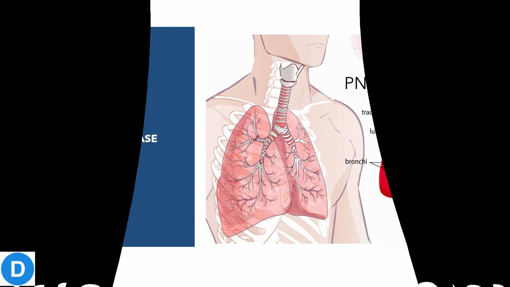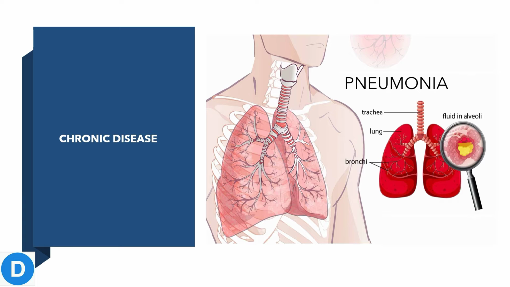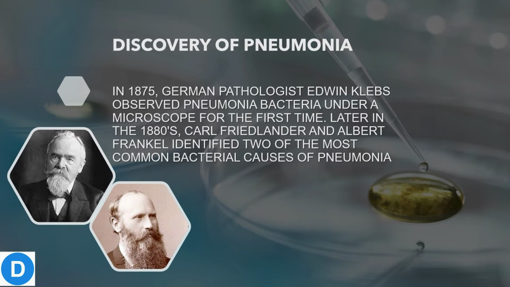To discuss a chronic disease called pneumonia. Discovery of pneumonia. In 1875, German pathologist Edwin Klebs observed pneumonia bacteria under a microscope for the first time. Later, in the 1880s, Carl Friedlander and Albert Fraenkel identified two of the most common bacterial causes of pneumonia.